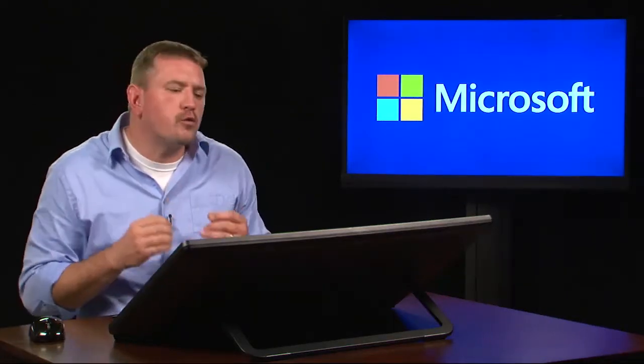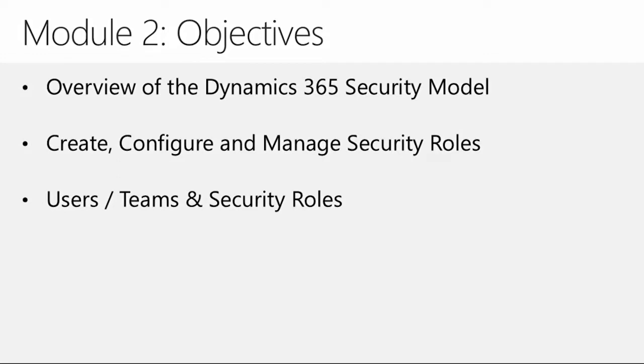So we talked a little bit in the previous module about this whole concept of business units and using business units as your structure for your organization. In this module, I want to expand on that a little bit more, and I want to start talking about the remaining items that are involved in 365 application security. So we're going to start talking about the security model and what is the intent of the security model inside Dynamics 365.